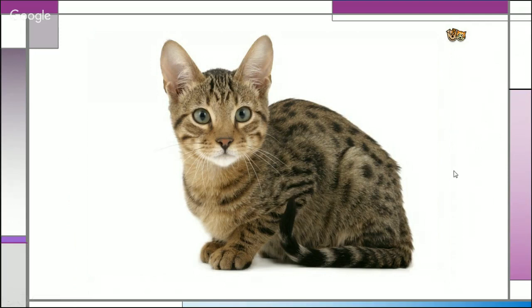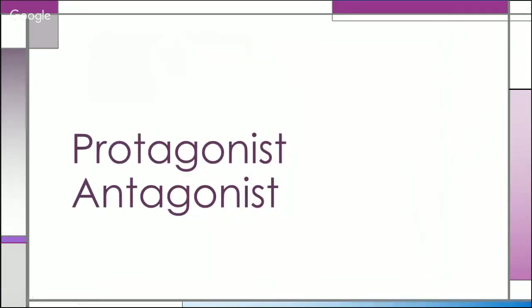The last two terms I'm going to go over today are protagonist and antagonist, two terms that you are probably very familiar with. The protagonist in a novel, remember, is usually the central character. Oftentimes they're the hero type. They're also the one that the audience can identify with, because we need to feel something towards one of the characters, and that usually is the protagonist. The protagonist drives the plot. The protagonist makes things happen.